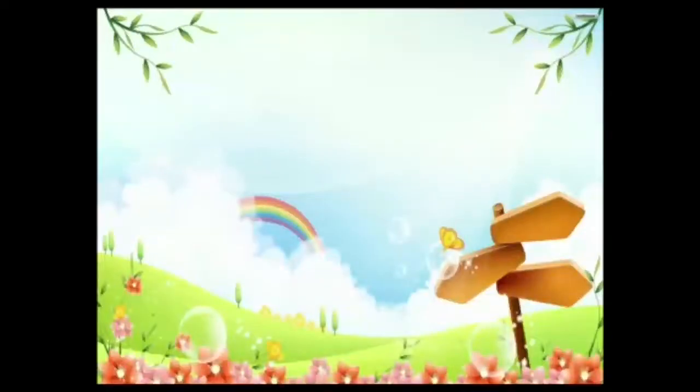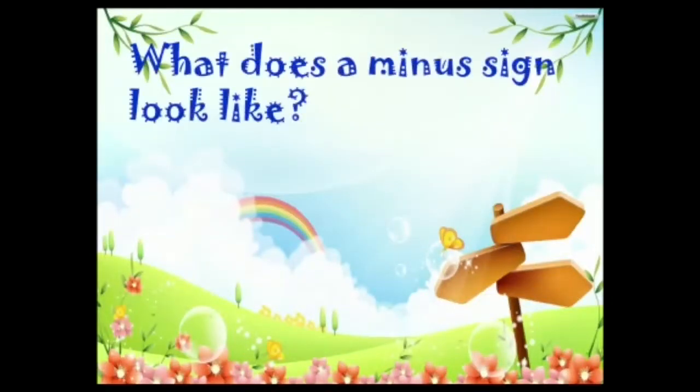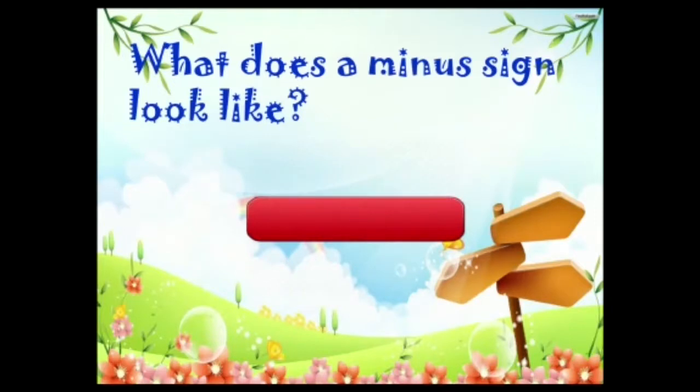Do you know what a minus sign looks like? Okay, let me tell you. A minus sign looks like this. As you can see in this picture, this small red horizontal line is a minus sign. Let's see some examples of subtraction so that we can understand it better.